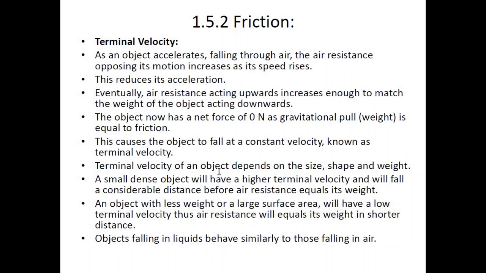The terminal velocity of an object depends upon the size, shape and weight of the object. If it is a very small but a very dense object, then it would have a higher terminal velocity, and it would fall a longer distance before the air resistance is able to match its speed. Whereas if an object has less weight and greater surface area, then it would reach the terminal velocity very quickly.